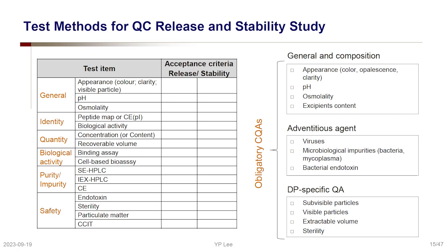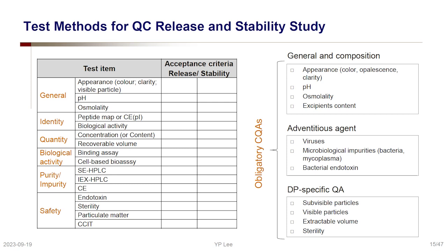Then what about QC release and stability study, the test methods for those domains? These are the typical test methods that are being used for QC release and stability studies. The general categories are identity, quantity, biological activity, purity, impurity, and safety. And for the test items, you can see the items that we can easily see. From the quality attributes, the criticality is assessed.